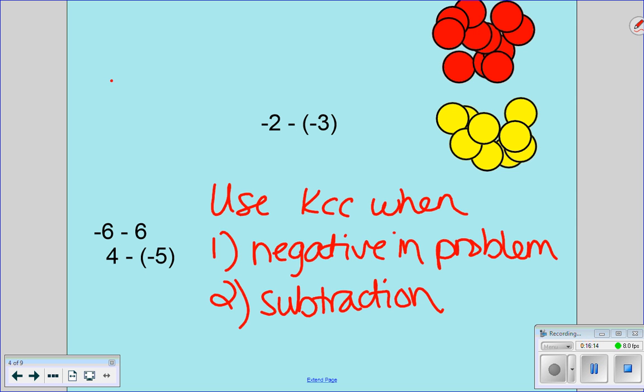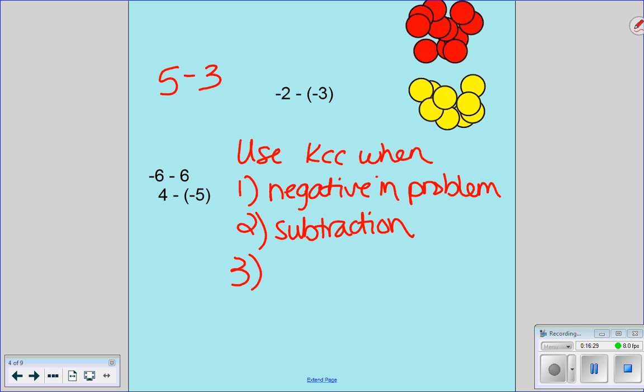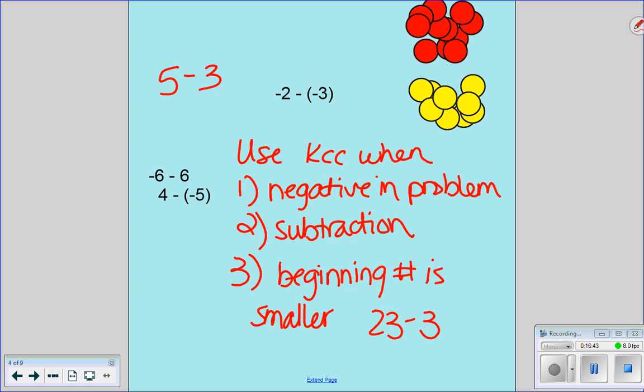Otherwise, you know regular subtraction. If I say 5 minus 3, do you need to use this? You know regular subtraction. So when there's a negative in the problem, and maybe sometimes in my third way, when the beginning number is smaller. That's another time. So if I would have like 23 minus 30, this is another time that you could use this. Okay, so look for three things. Negative in the problem, subtraction, and then maybe sometimes they'll have a smaller number in the beginning. That's when you can use this also.